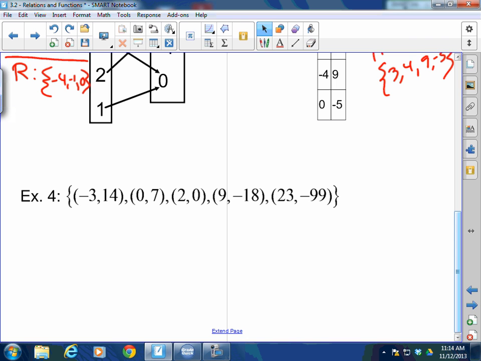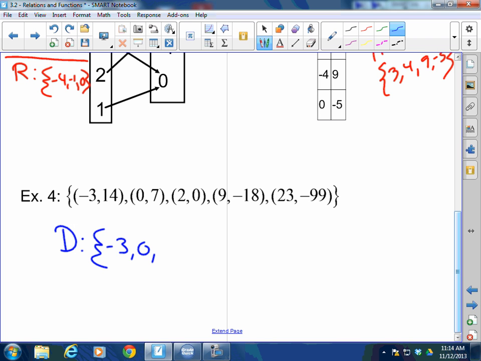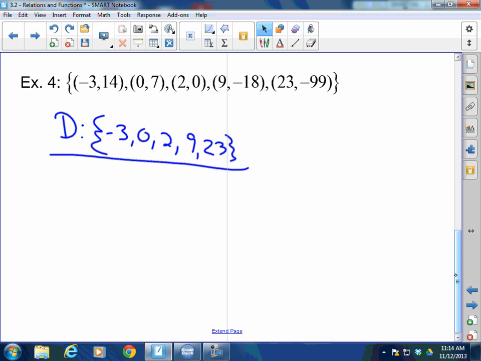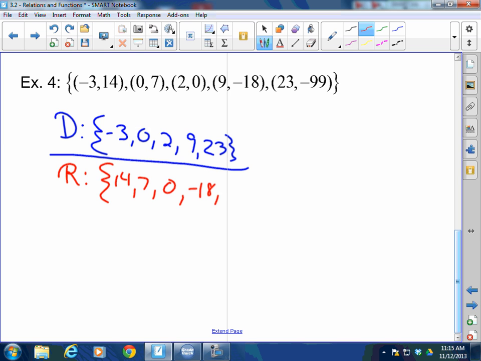Last but not least, if I give them to you as ordered pairs, what's my domain here? Negative 3, 0, 2, 9, and 23. Again, the domain are the valid X values. What's the range here, my brothers? 14, 7, 0, negative 18, and negative 99. Excellent. Why? Because those are my Y values. My Y values express the range.